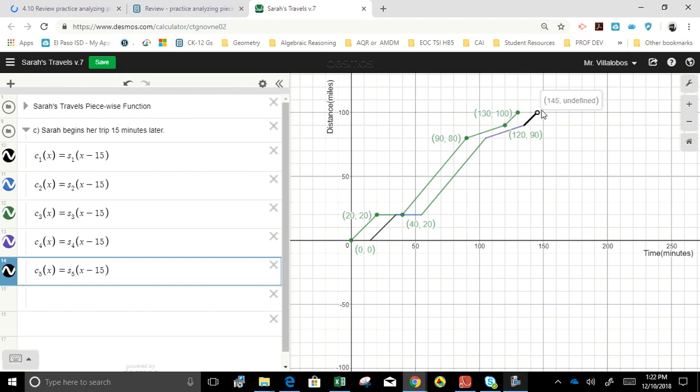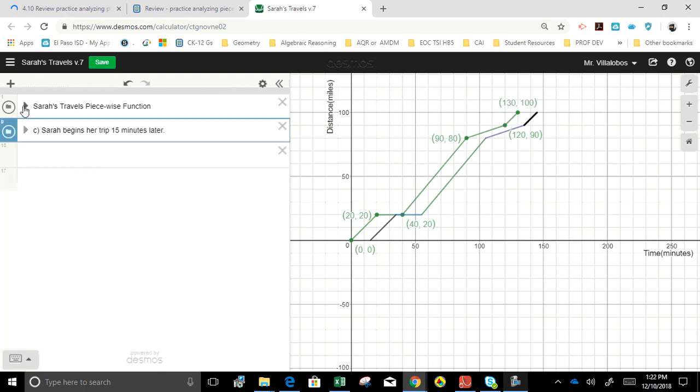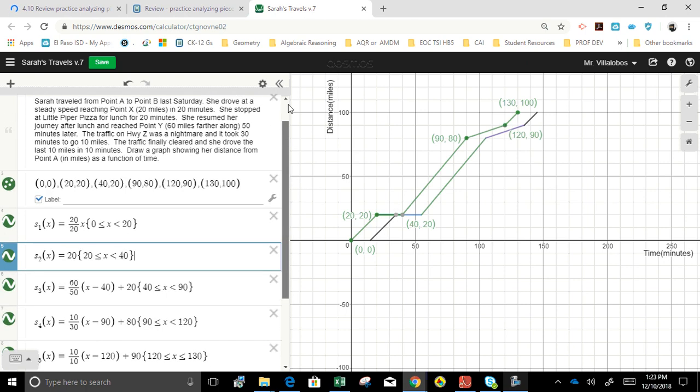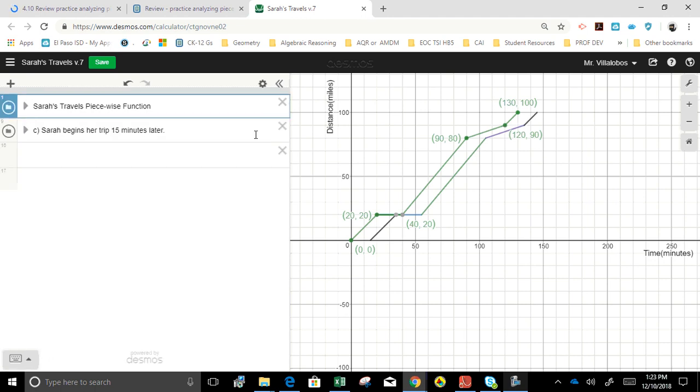Wait a minute, how come it's undefined? That means there's a mistake in my Sarah's Travels. I forgot to close the last inequality, which is right here. This should be equal, so put equal there, and that should be good. And then we're gonna go over here, close it up again, and check. How far did she go? She went on this trip 100 miles in 145 minutes because she started late. So right here, this is S of X, or I mean, C of X equals S of X minus 15 for each part.